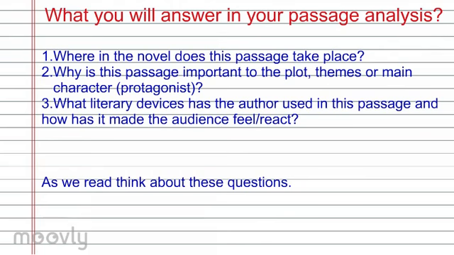Question 1. Where in the novel does the passage take place? Question 2. Why is this passage important to the plot, themes, protagonists, or main characters? Question 3. What literary devices has the author used in this passage, and how has it made the audience feel or react? These are the questions we want you to think about as you read through your passage. At the end of this video, you will be given your own passage and you will be expected to answer these questions on your own. But together, we're going to read through page 1 of Runner, which is the passage that I've selected for this example.